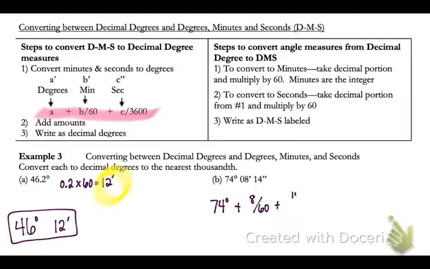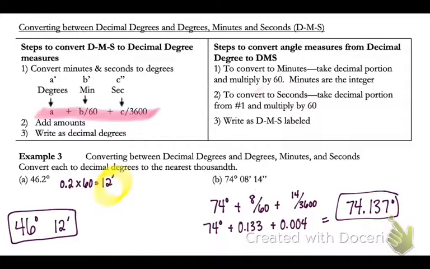So I'm going to bring the 74 down, and then I have 8 over 60, and then I'm going to have 14 over 3,600. I'm going to go ahead and do those calculations. Remember, our directions told us to round to the nearest thousandth. That's 3 decimal places. And then I'm just going to add those together to get a final answer of 74.137 degrees.